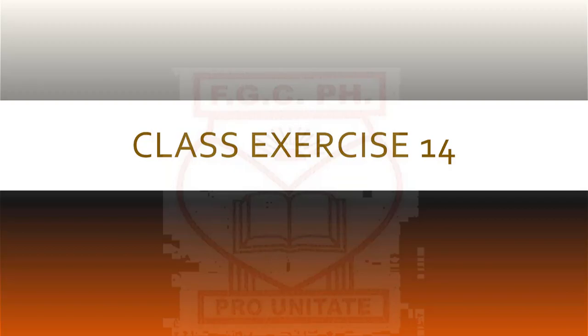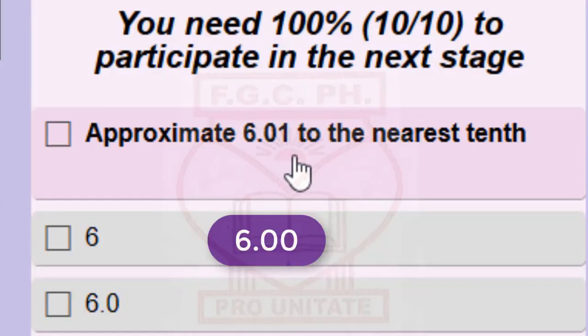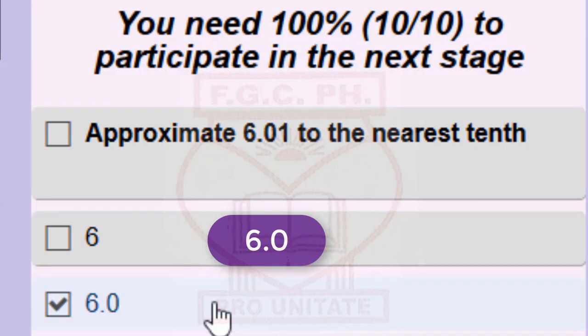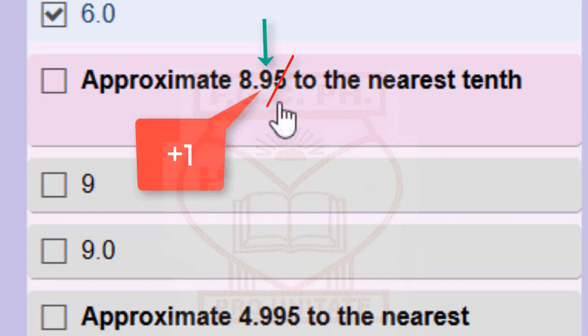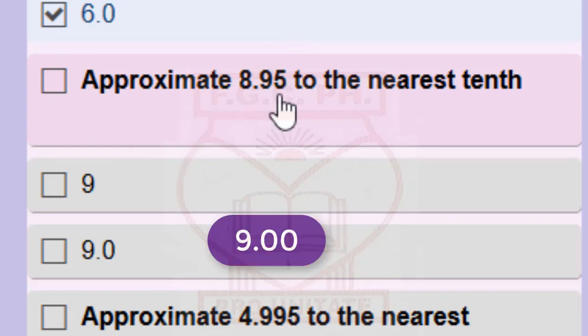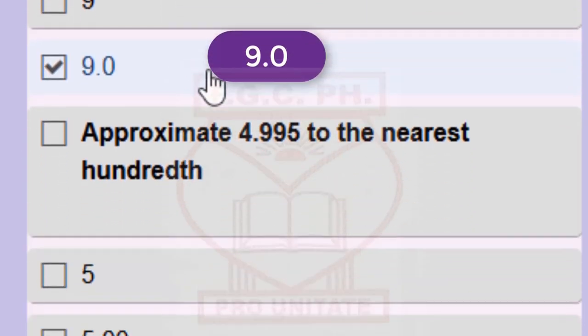The first question here is approximate 6.01 to the nearest tenth. We would have 6.00 out of this, which should become 6.0 to the nearest tenth. Approximate 8.95 to the nearest tenth. If we round up 5, we would have 9.00. One of the zeros alone is going to be knocked off, so we still have a 0 left in the 10th place, so we have 9.0.